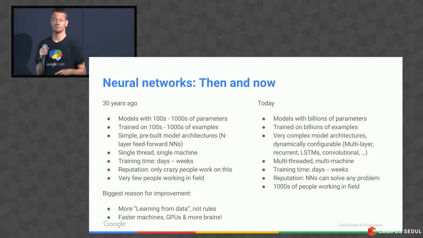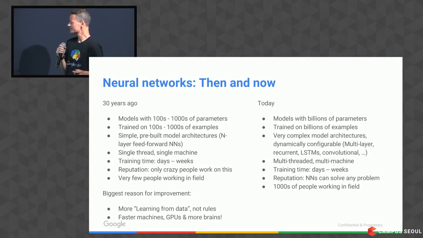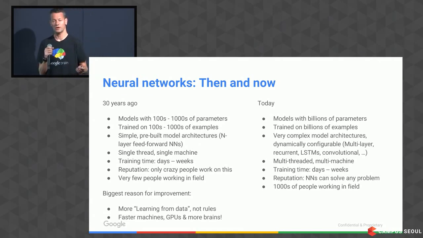And this is human patience. How long can you wait for an experiment to finish? It cannot be more than a few weeks, right? The reputation today is that neural networks can solve any problem. Not true, but we'll talk about that. And today there are really thousands of people working in this field because it has proven to be very useful.